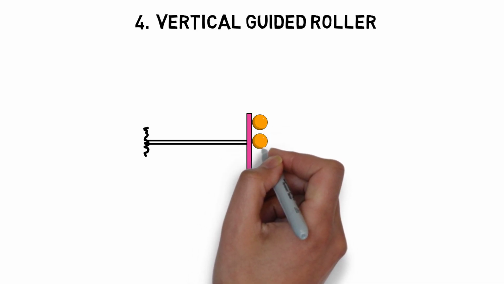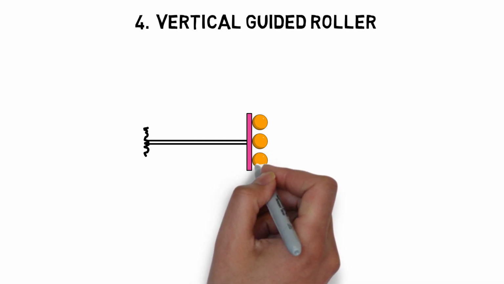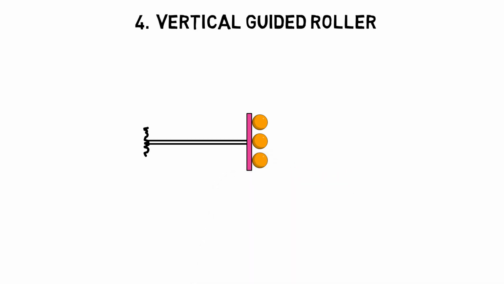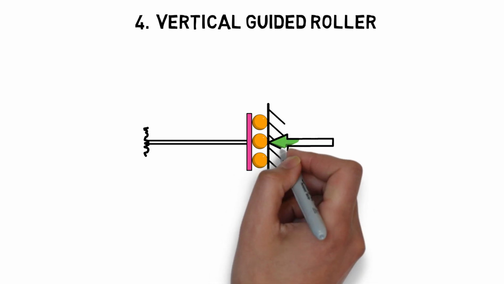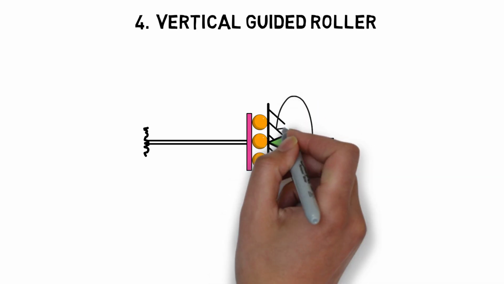Here it can be seen that the member end is attached to a fixed plate, and the fixed plate is further attached to the roller. The roller is placed vertically, so under the action of load it can move in downward direction.